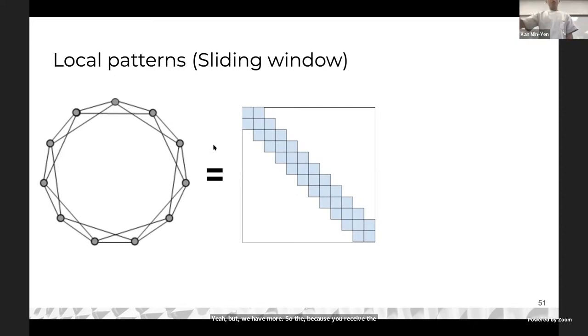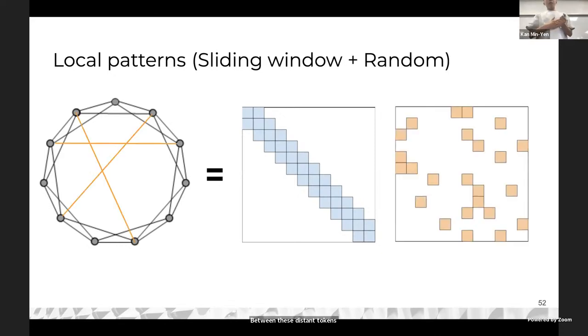When we have more layers, we can attend to more tokens and try to build the relations between these distant tokens. So generally this local attention, this sliding window, is not enough because we cannot keep increasing the network layers. So can we add more edges and make this representation more expressive?